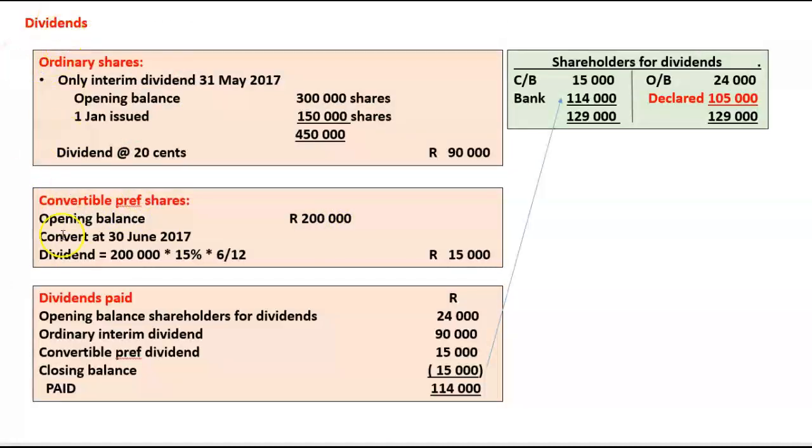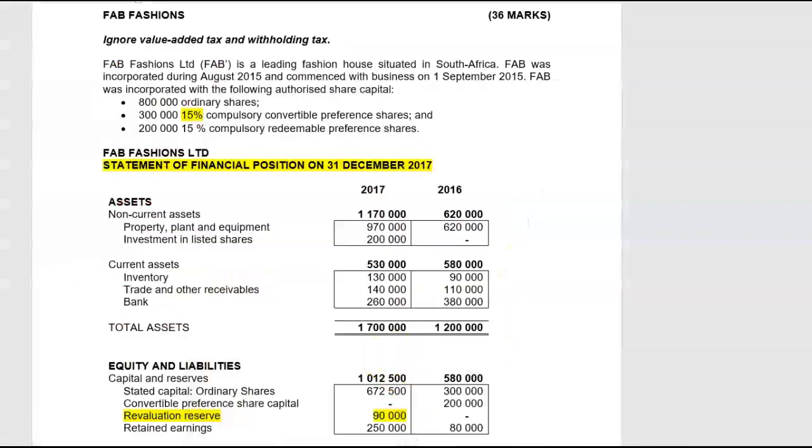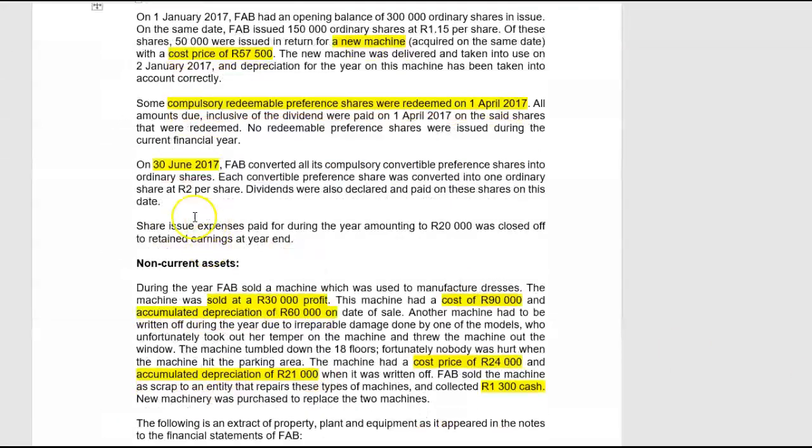Convertible pref shares. We had 200,000. We had it for a period of 6 months when all the shares were converted after 6 months. So therefore, our total dividend there was 15,000: 200,000 times 15% times 6 months. Then the last thing that they tell us is that share issue expenses paid during the year of 20,000 Rand was closed off to retained earnings. Now just keep that one for a moment at the back of your mind.